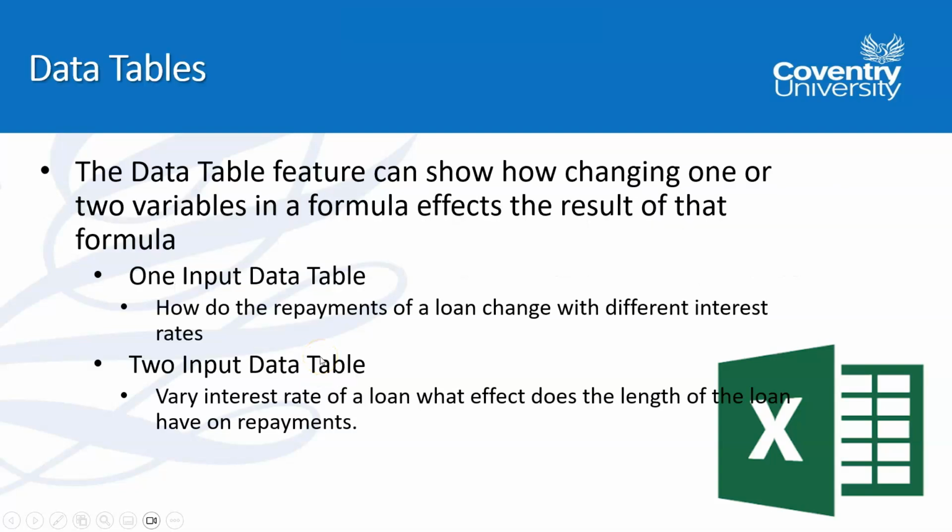So this feature, the data table feature, can show how one or two variables, when they change, how a formula is affected by that change. So, for example, it's got on here how to do the repayments on a loan change with different interest rates. What happens to those repayments? Do they go up? Obviously, if interest rates go up, they will, or come down. By how much with regard to percentage rate at the going time. And then you've got another example of two input data tables, all in the What If Analysis on the data table.